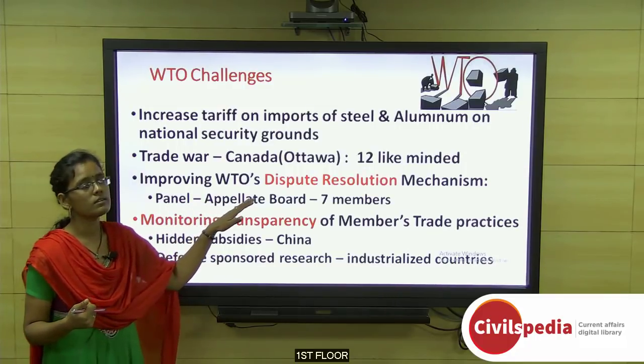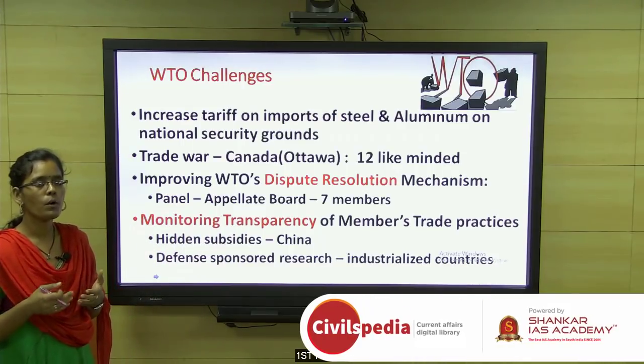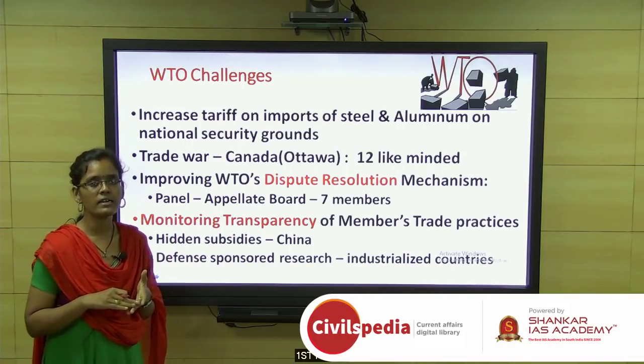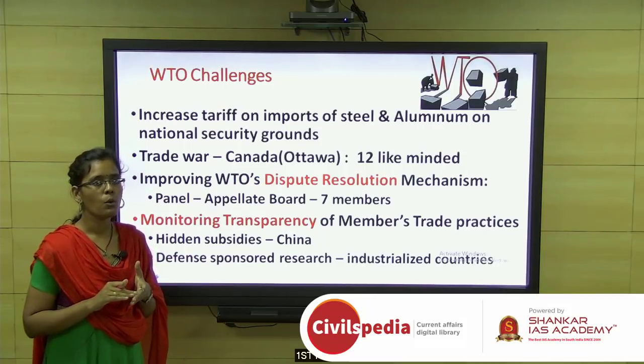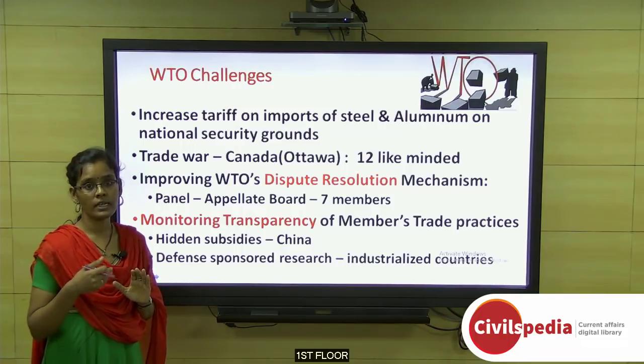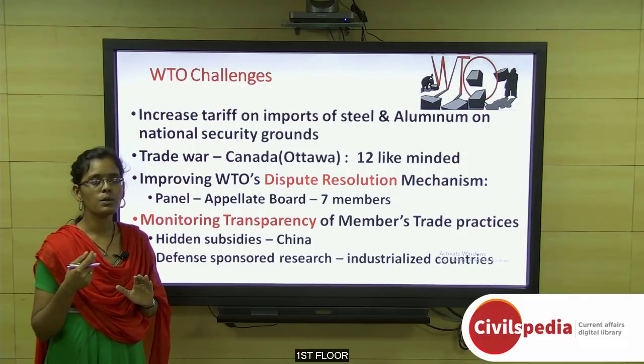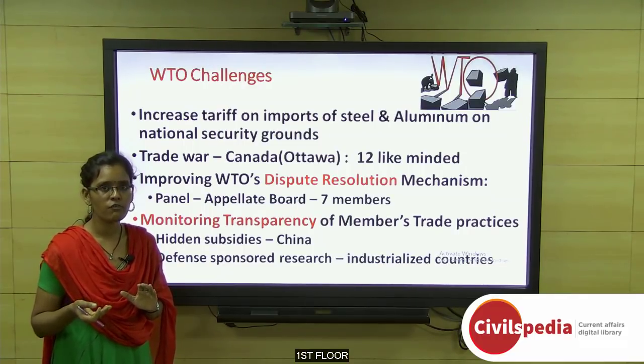This appellate board consists of 7 members. Recently 4 members have retired from this appellate board. Only 3 members are remaining. That is the minimum required for quorum. While the US is blocking the appointment of any future members, next year in December another person is going to retire. With that, only 2 people will be left. This will be inadequate to conduct any forum.